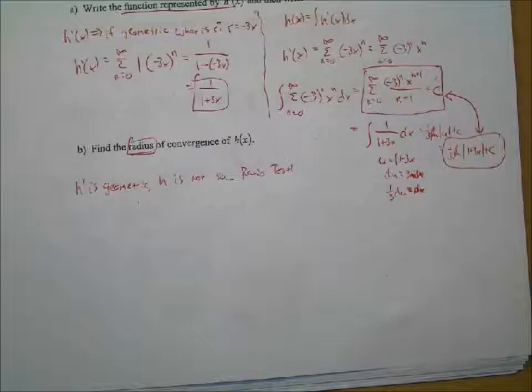So n plus 2 and n plus 1, right? They're the same base, so you subtract the exponents. N plus 2 minus n plus 1, the n's cancel. This should be negative 3 to the n plus 2 over negative 3 to the n plus 1. Remember this is also x to the n power.